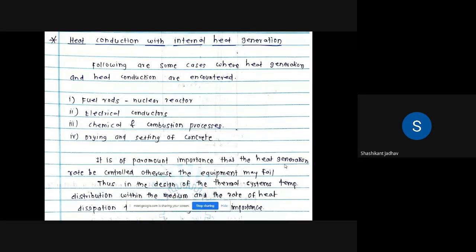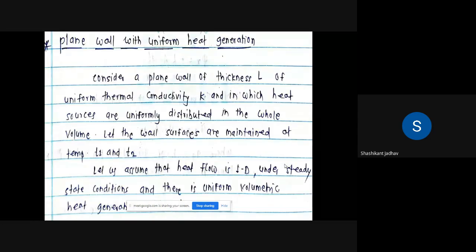But now in this case we have to consider that internal heat generation is there. So these are some cases where internal heat generation takes place. Okay, so write down the derivation for that. First derivation: plain wall with uniform heat generation.